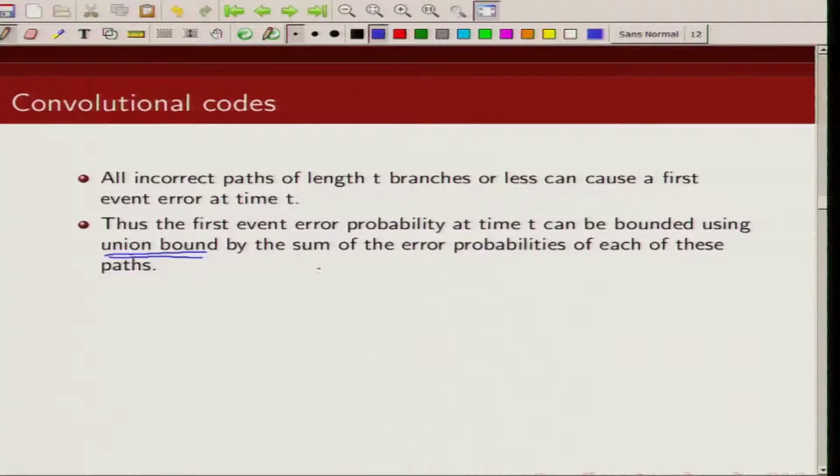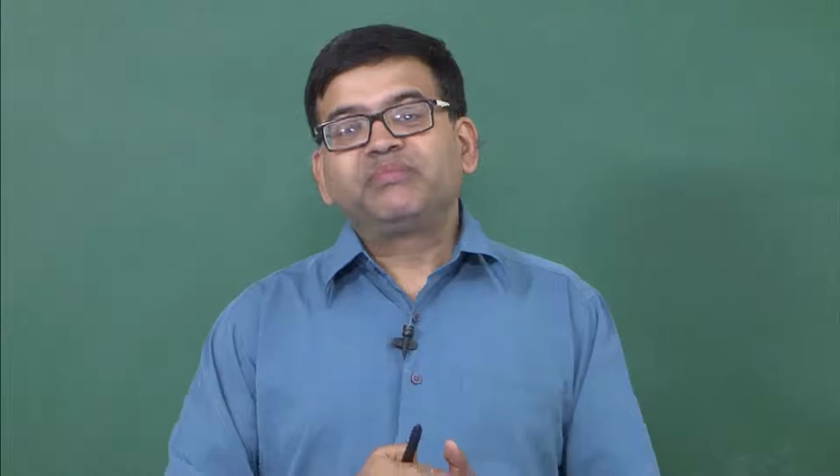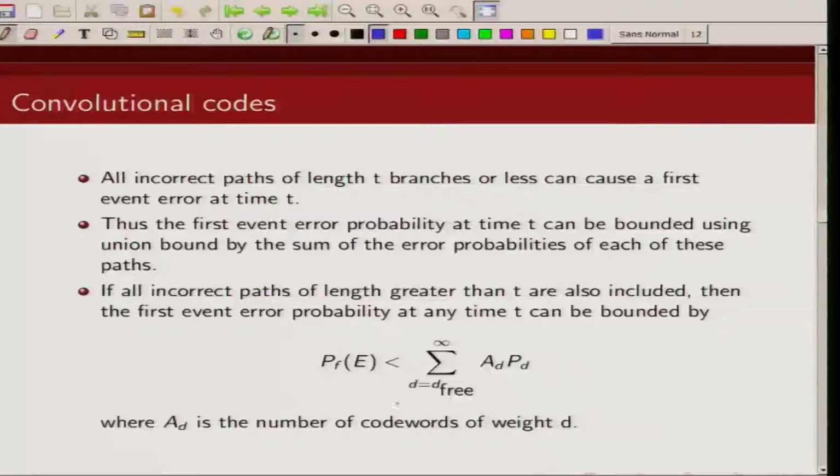So, we are going to upper bound this first event error probability by the sum of error probabilities of all these incorrect paths. Now, if we also allow incorrect paths of any length, even greater than t, then in that case the first event error probability can be upper bounded by this.